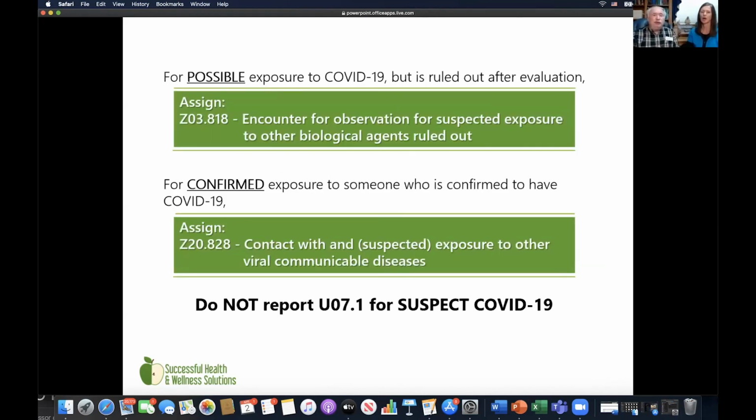Okay, so for possible exposure to COVID-19, but then it's ruled out after the evaluation, that's going to be coded Z03.818. And then if the exposure is confirmed to have COVID-19, if the patient is in contact with someone that is known to have COVID-19, that code is going to be Z20.828. And you want to make sure that you do not code the U07.1 if it's only suspect at this time.